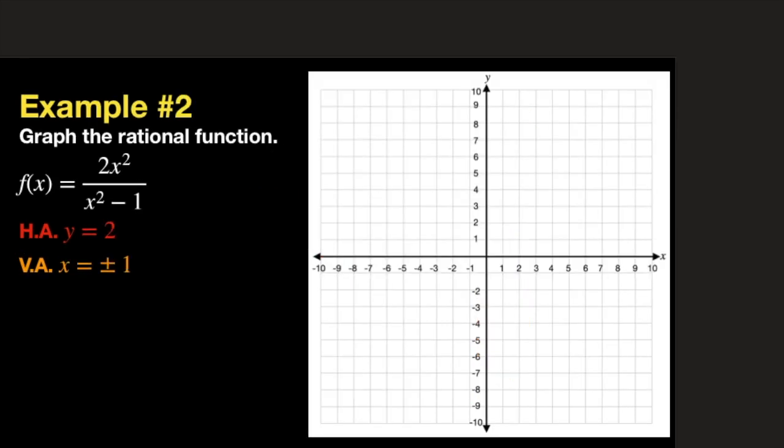In this example, you have one horizontal asymptote, and now you have, again, two vertical asymptotes. So we're going to draw those lines. The first one is at y equals 2. So we're just going to make our horizontal line at y equals 2. And then you're going to do a vertical asymptote at -1, and then another one at 1. And that's because we have a plus or minus 1 as your vertical asymptote.